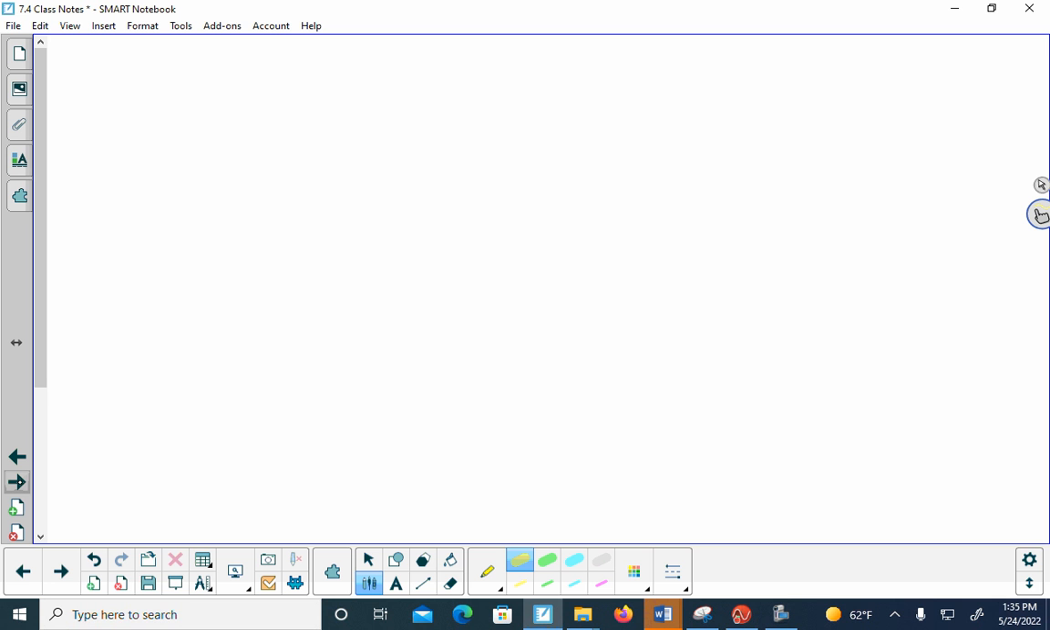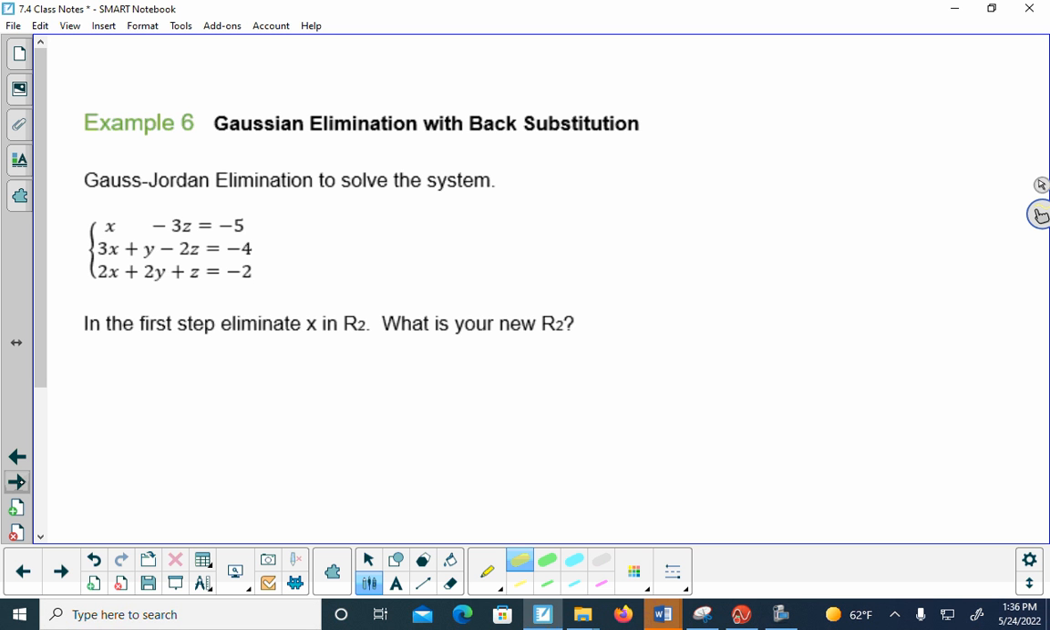Okay, the next one, I even use Gaussian elimination with back substitution to solve the system. So this one is trying to give you a little hint, just telling you what is the first step to eliminate x in R2. You're probably going to have to multiply by -3. So before I start this, I am going to want to rewrite the matrix as an augmented matrix. So let's do that first.